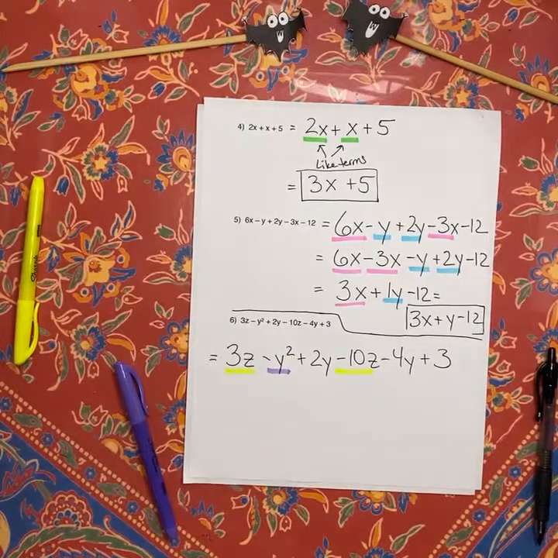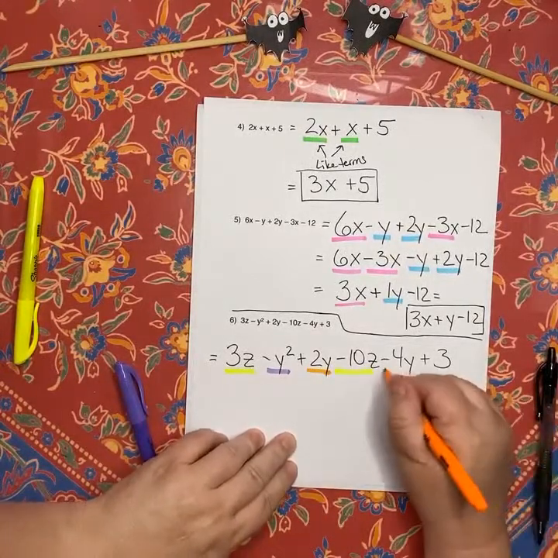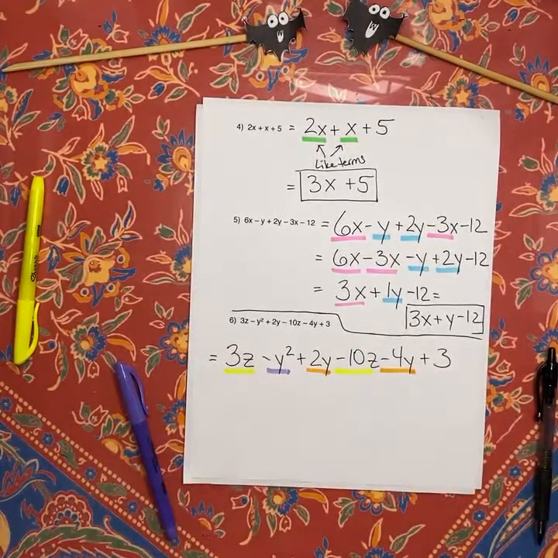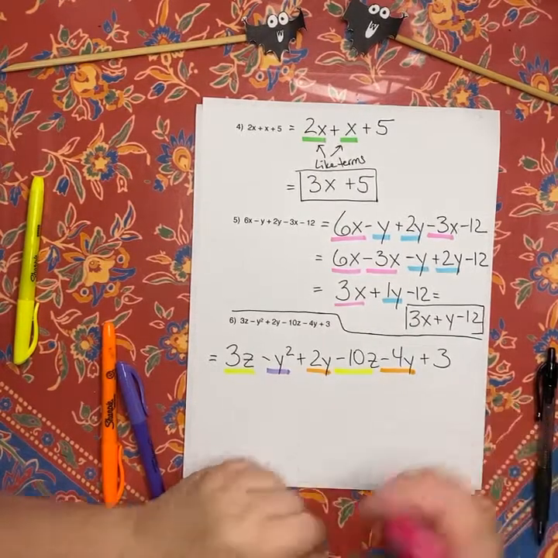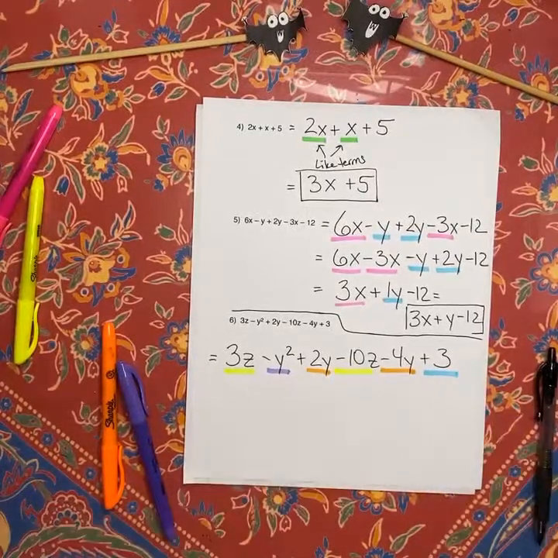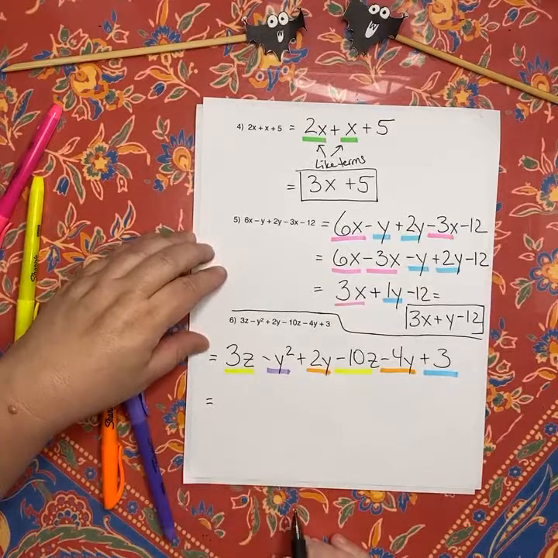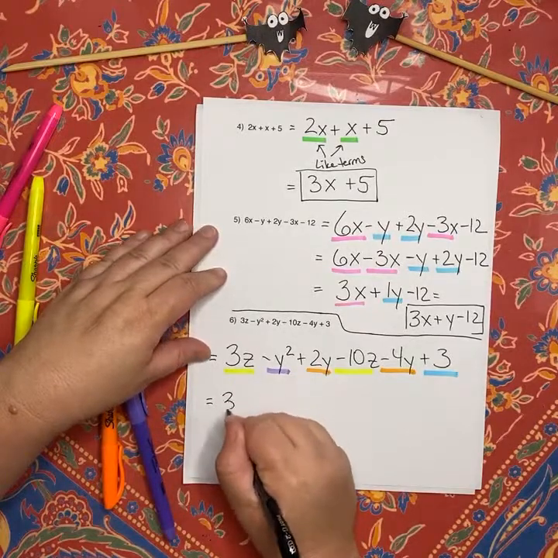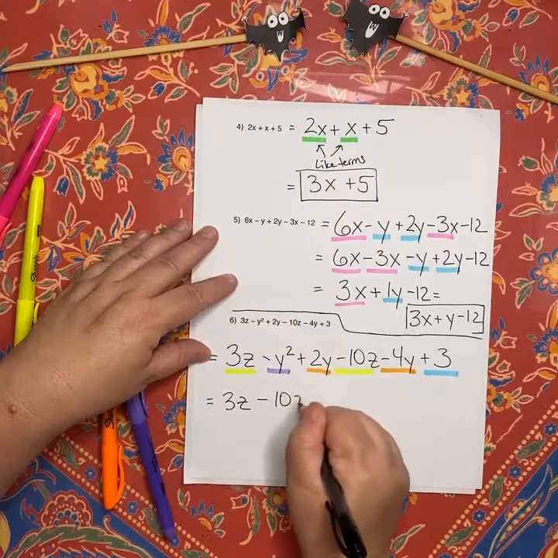Okay, who else do I have? I've got this y. Any other y's? Yep, this y. And then the last one that I have, and I'm going to have to reuse a color. I'll use, oh, that's too close to the orange. I'll use the blue then. And the 3 by itself. Okay, so let's go with the z's first. I've got 3z, just because I started with the 3z, minus 10z.